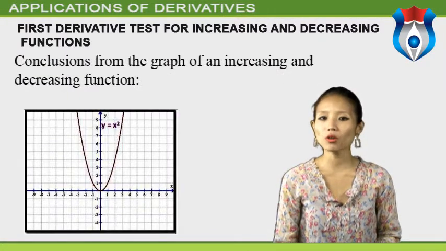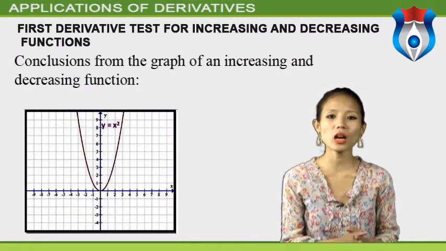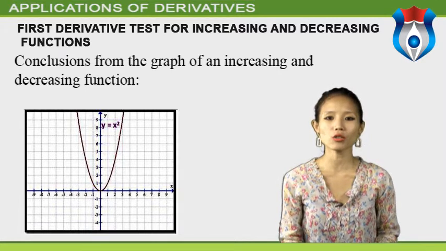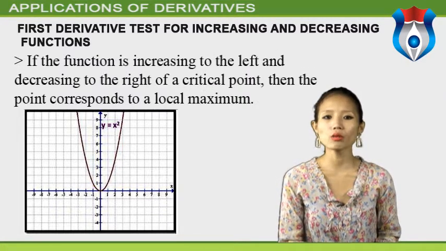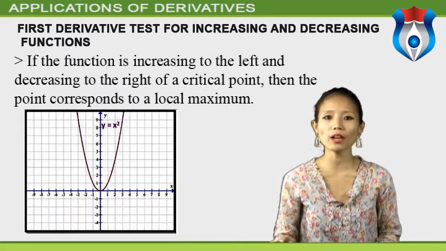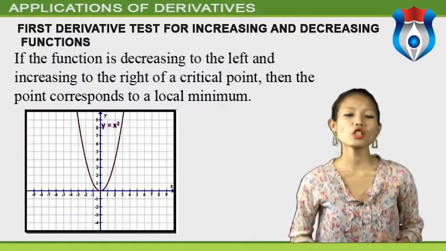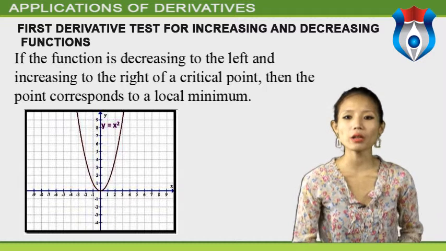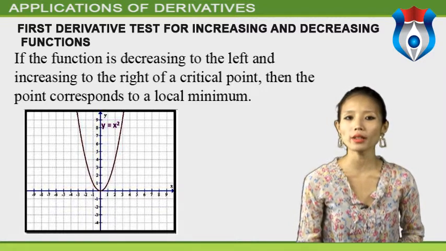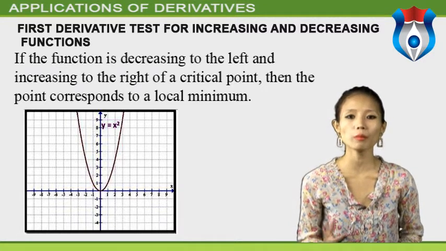From the graph of an increasing and decreasing function, we come to know the following things about a function. If the function is increasing to the left and decreasing to the right of a critical point, then the point corresponds to a local maximum. If the function is decreasing to the left and increasing to the right of a critical point, then the point corresponds to a local minimum.